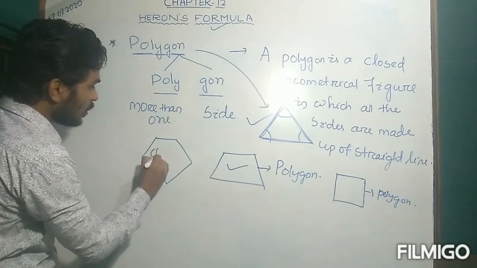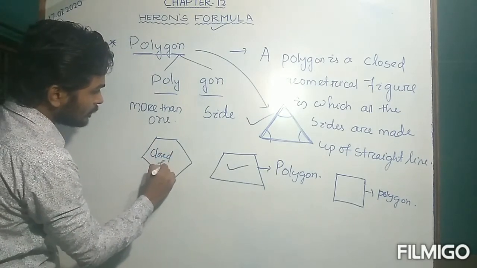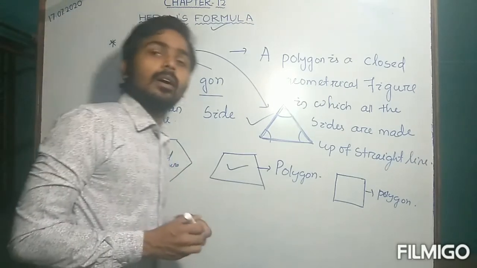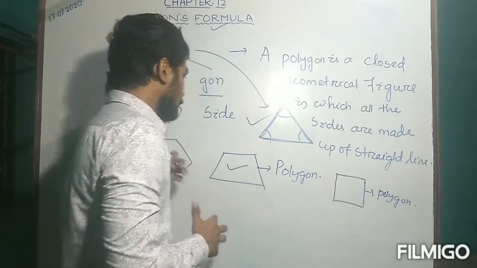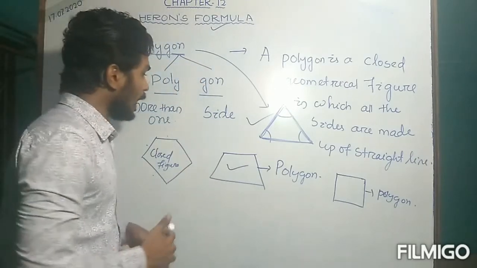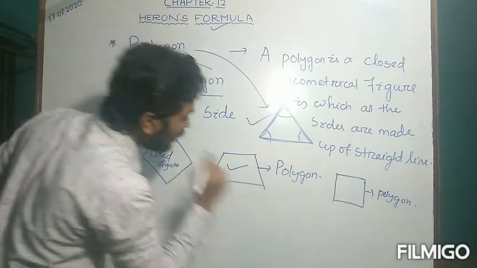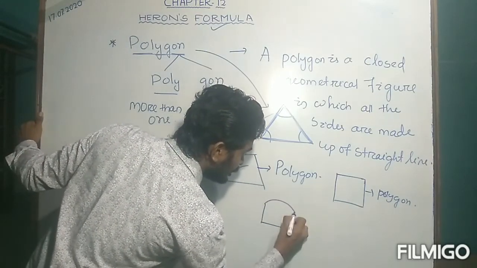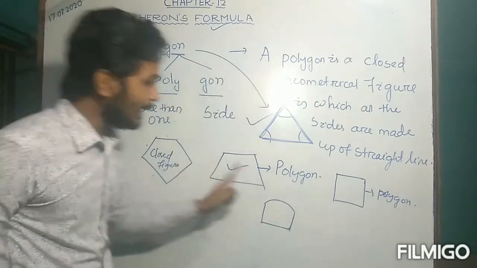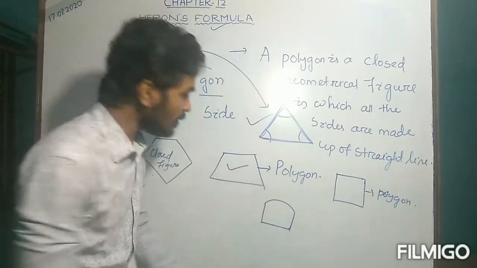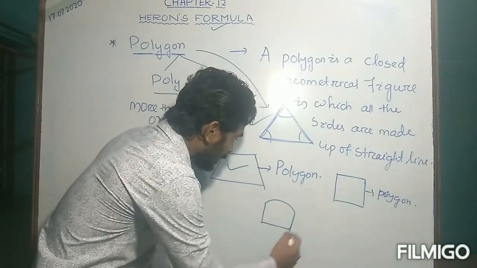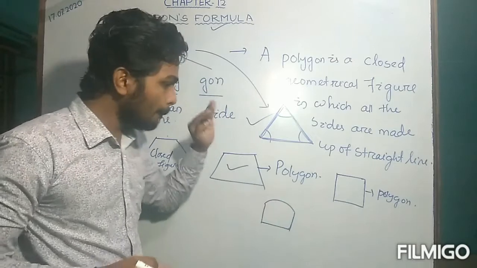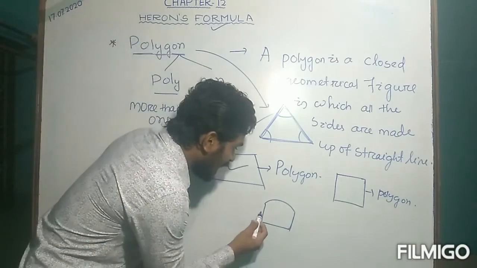That means it is a closed figure, and all of its sides are made up of only straight lines. So it is also a polygon. Now, if I am taking the example of this, now you can see it is also a closed figure, because you can see all the sides are closed. There is no open space. So it is a closed figure. But here you can see there are 4 sides.